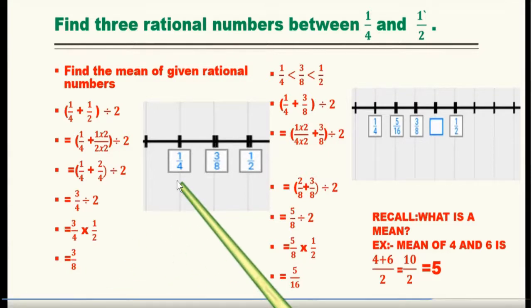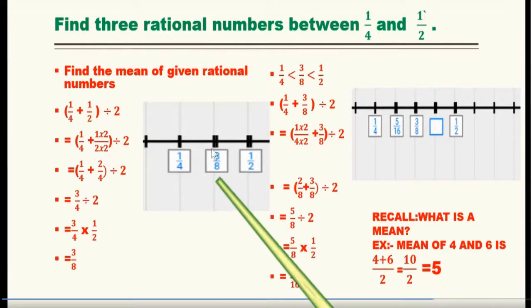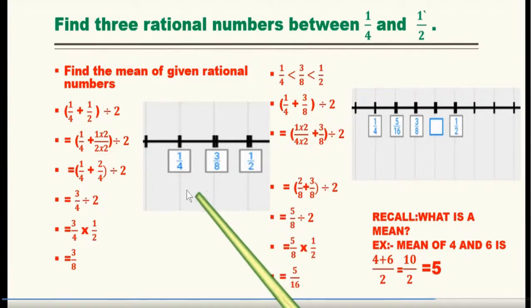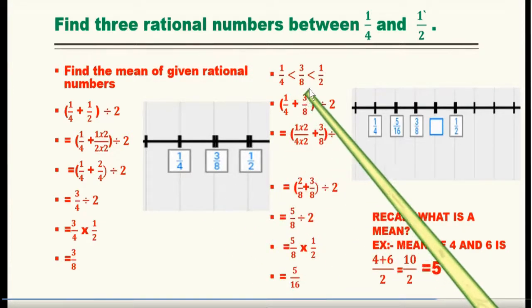Now look on the number line. 3 by 8 is in between 1 by 4 and half. Therefore, 1 by 4 is less than 3 by 8, which is again less than half.